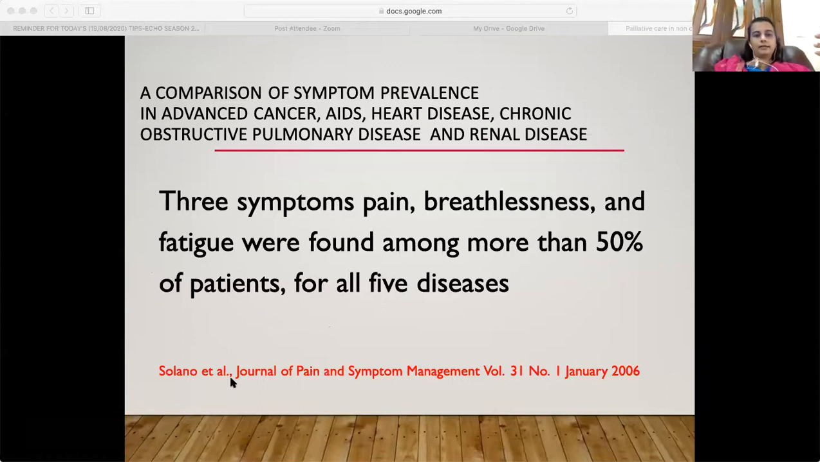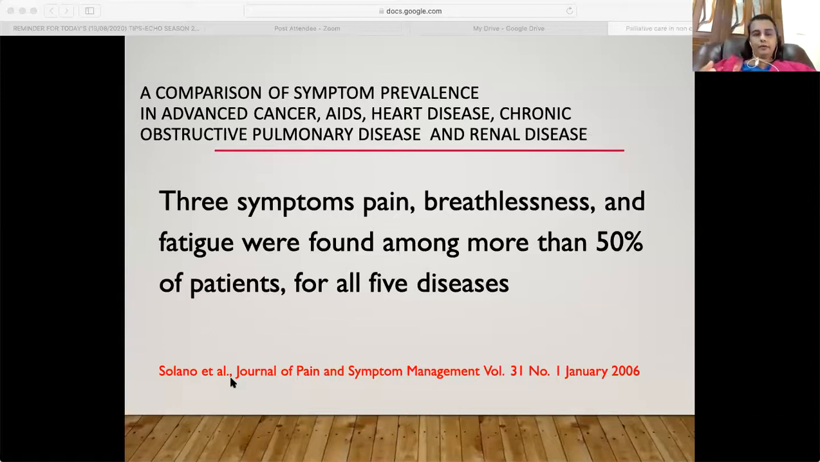A paper published in 2006 in JPSM by Solano et al. showed that pain, breathlessness, and fatigue are very common in advanced cancer. But in addition to that, they are also common in AIDS, heart disease, COPD, and renal disease, which are the non-cancer conditions. So what is going to happen is that if the treating physician doesn't understand and identify that, all the non-cancer patients will not be referred to palliative care and they will have poor symptom control at the end of life.